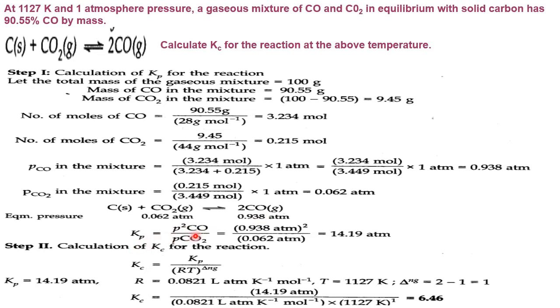Kp equals product by reactant. What is the product? CO, 2 times, so this is squared. And carbon dioxide 1 time. Simplify, and we will get 14.19 atmosphere. That is the Kp value.